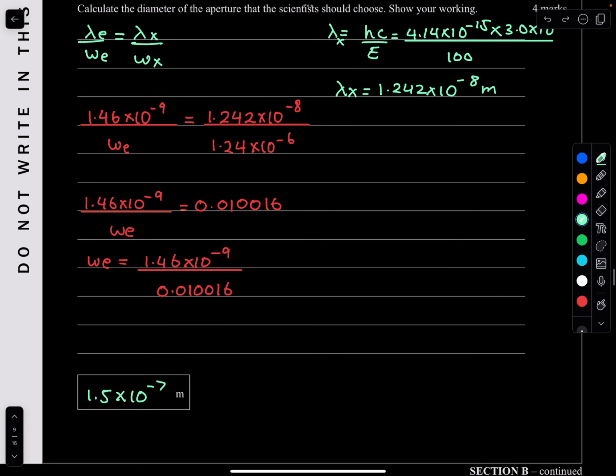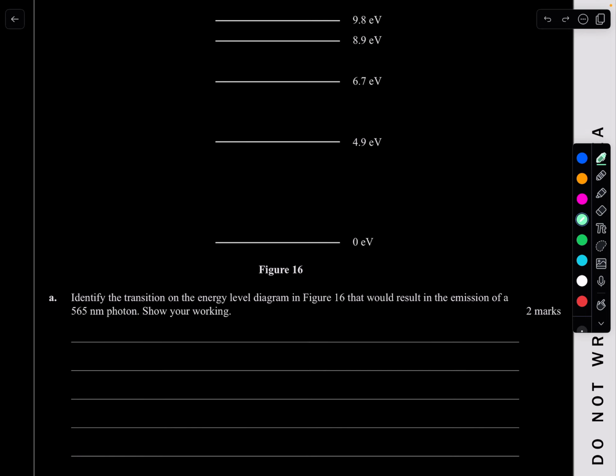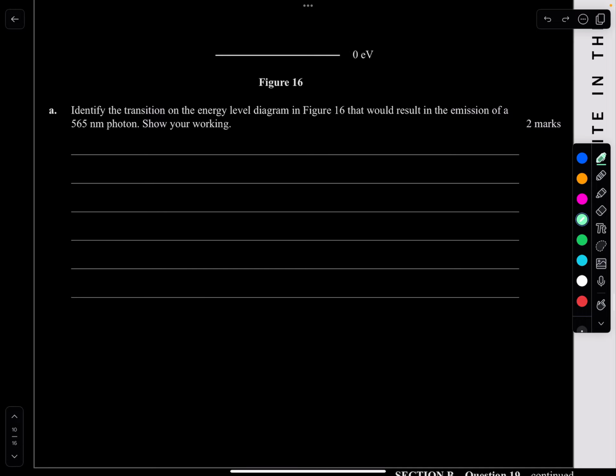All right. Question 19. A simplified diagram of some of the energy levels of an atom is shown in figure 16. Identify the transition of the energy level diagram in figure 16 that will result in the emission of a 565 nanometer photon. Show your working out. Beautiful. So the energy that will be released by this photon is hc over wavelength.